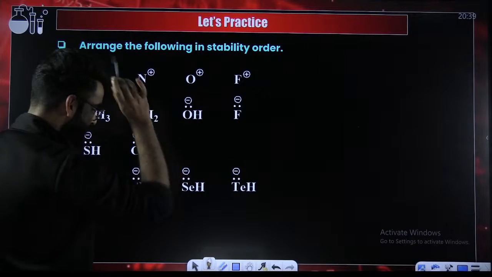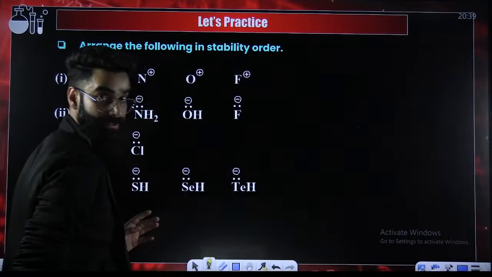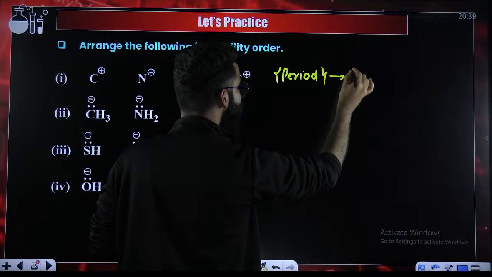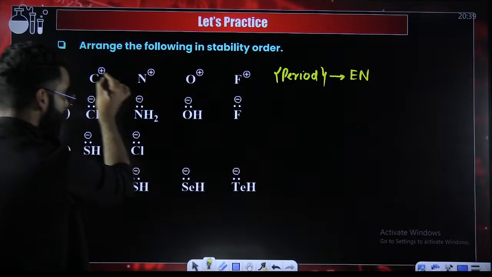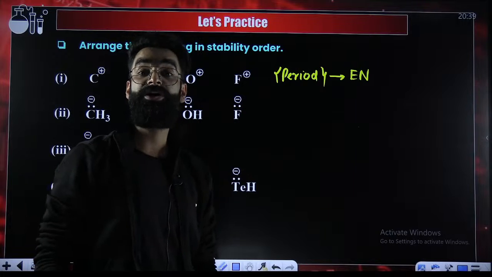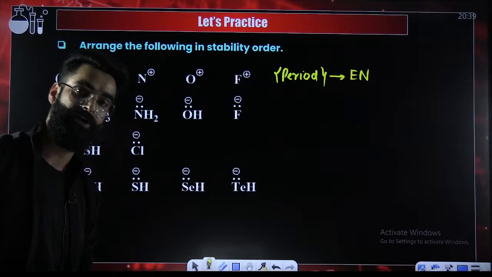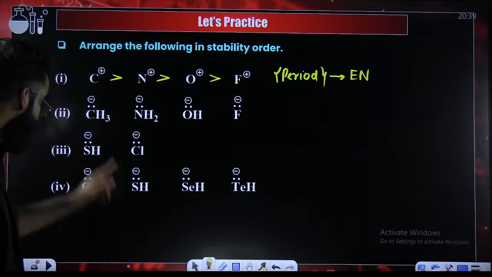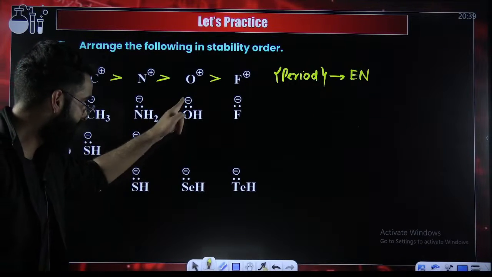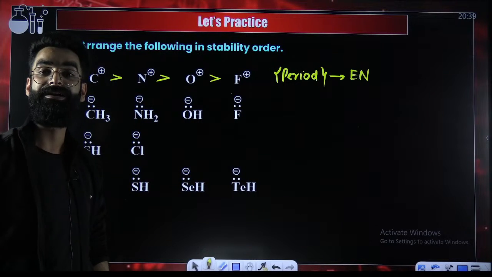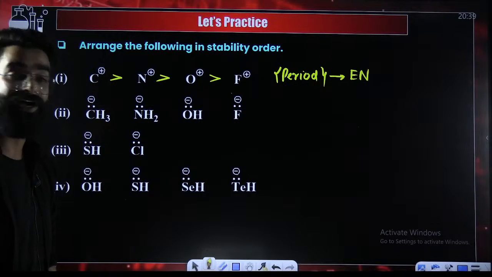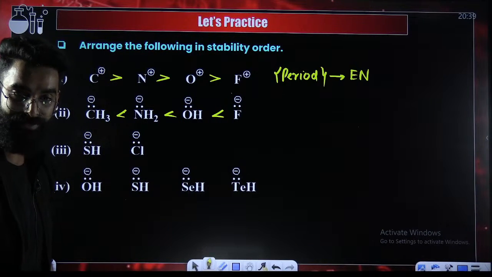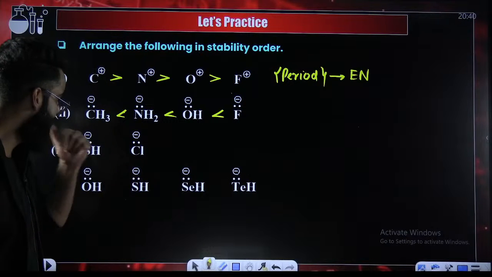Carbon, nitrogen, oxygen, fluorine. They belong to the same period. In the period, we give the answer as per electronegativity. Since it's a positive charge everywhere, positive charge is more stable on the less electronegative element. So which is less electronegative? Carbon. Now carbon carrying negative, nitrogen negative, oxygen negative, fluorine negative. Again, same period elements. And negative charge is more stable on the more electronegative element. Done and dusted, right?